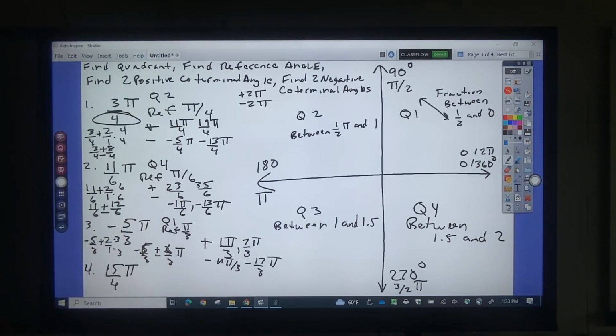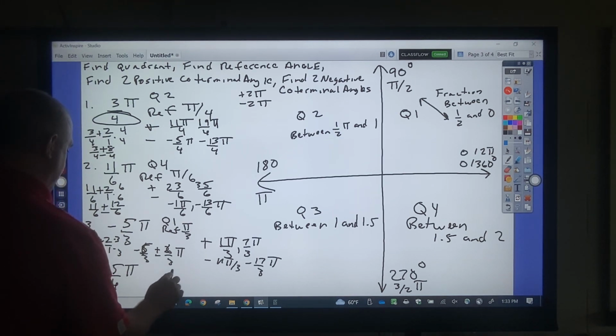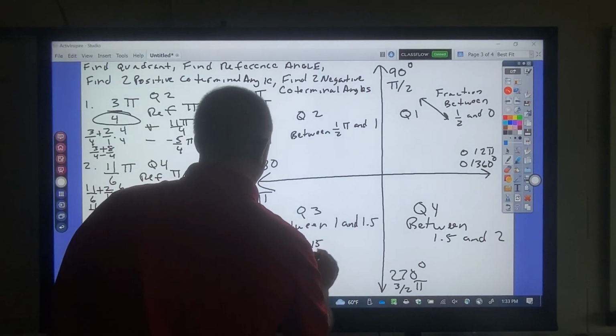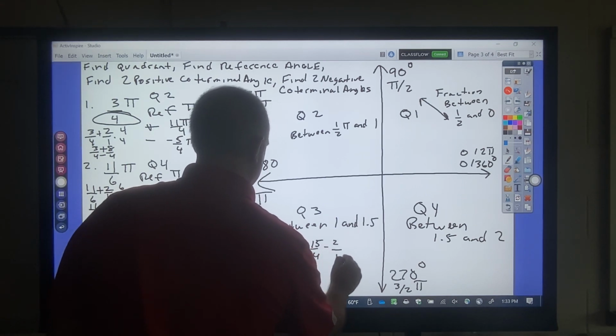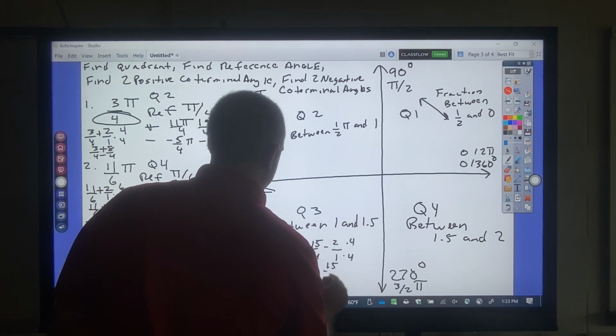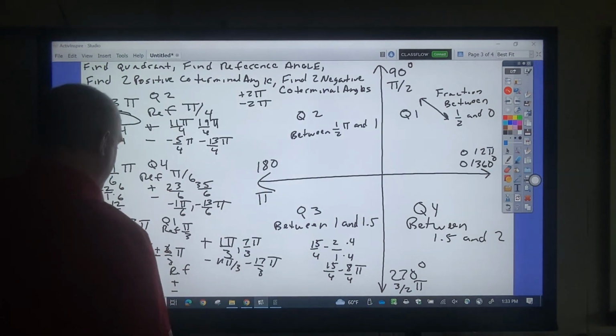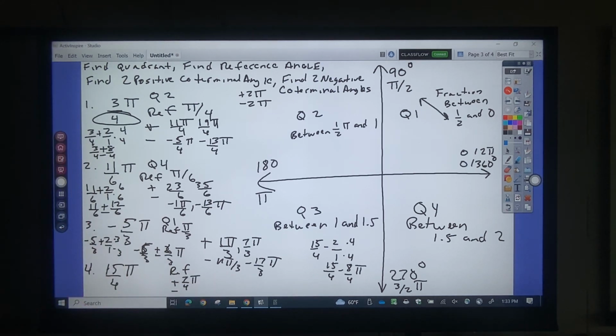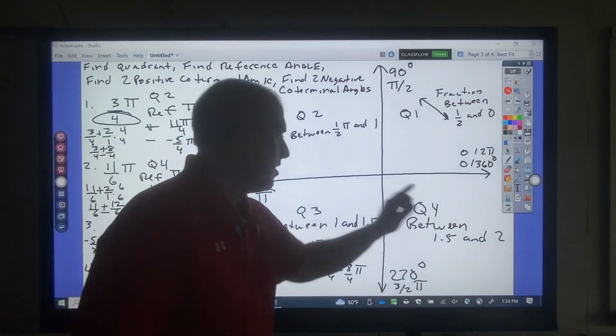Next, 15 over 4. Once again, 4 goes into 15 3 times, so that's too big. So I've got the positives and the negatives, and let's go to the reference angle. I ran out of board space here. What I want to do is 15 over 4 minus 2 pi. So that would be 15 over 4 minus 8 pi over 4, which is 7 pi over 4. That's actually one of the other positive ones. Now, 7 pi over 4 would also be in quadrant number 4.